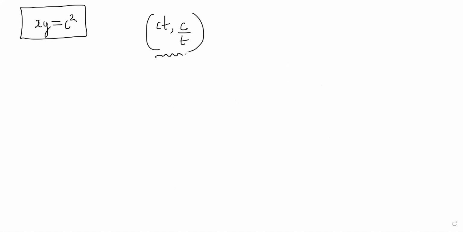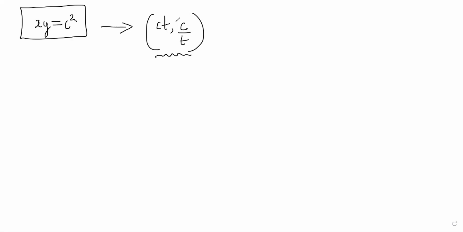Now mostly we will use the form xy is equal to c square. If you have this form for a rectangular hyperbola, a parametric point on it would be ct comma c by t, just like in parabola the way we did it. Parametric point on this hyperbola is ct comma c by t.